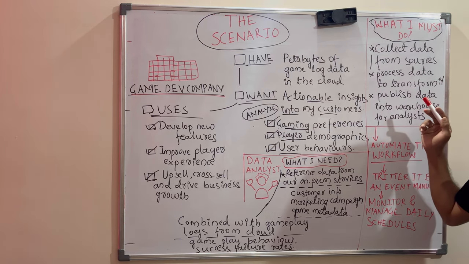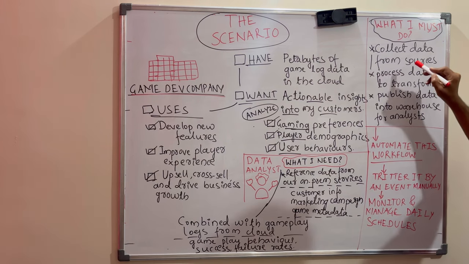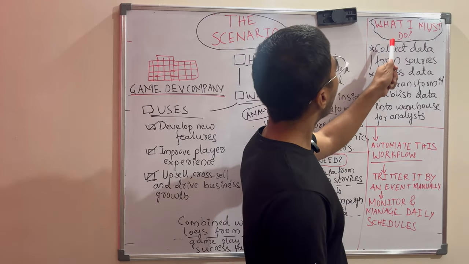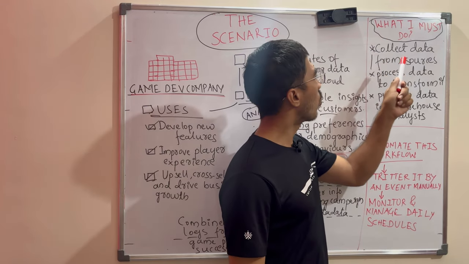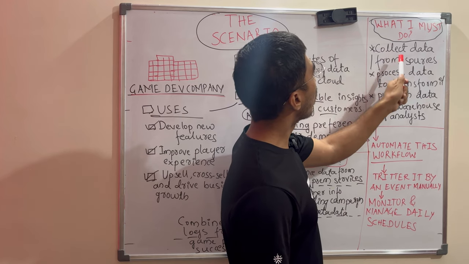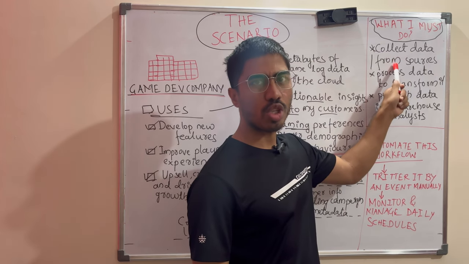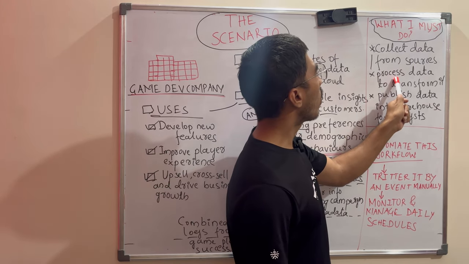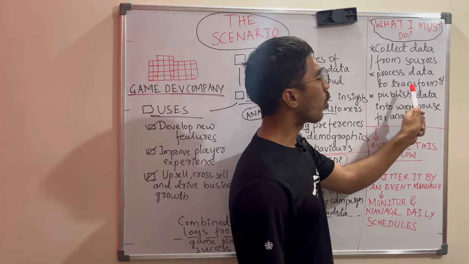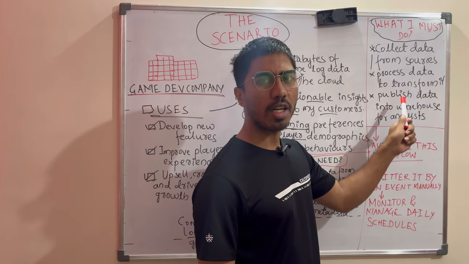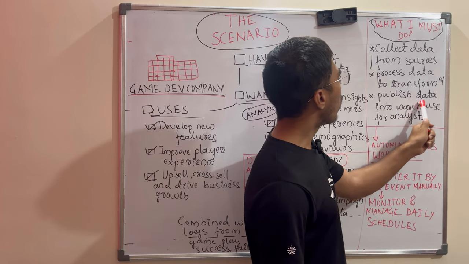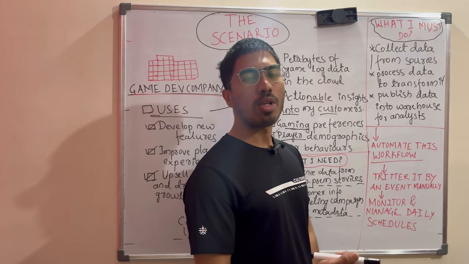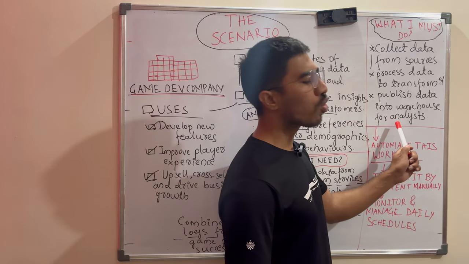Now what must a data analyst do? They should collect data from sources such as on premises and cloud. Then they will process data to transform it, and publish that data into a warehouse for analysts. They first transform it, then they publish that data into a warehouse for analysts.